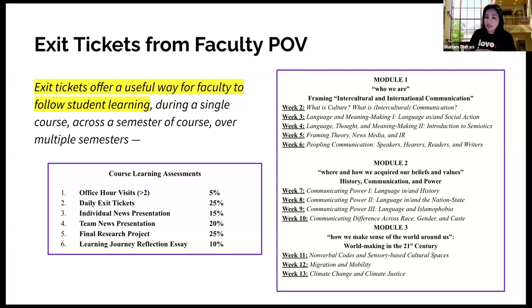I've also included on this slide the course learning assessments that I use. As you can see, daily exit tickets count for 25% of their final grade. So they understand early on that this is an extremely important part of their participation in the course. And then there are other assignments. I also wanted to include the last assignment for this undergrad course, which is formally the learning journey reflection essay, but informally I call it the final exit ticket, because that's where they assess their entire semester's work and explain it to me.